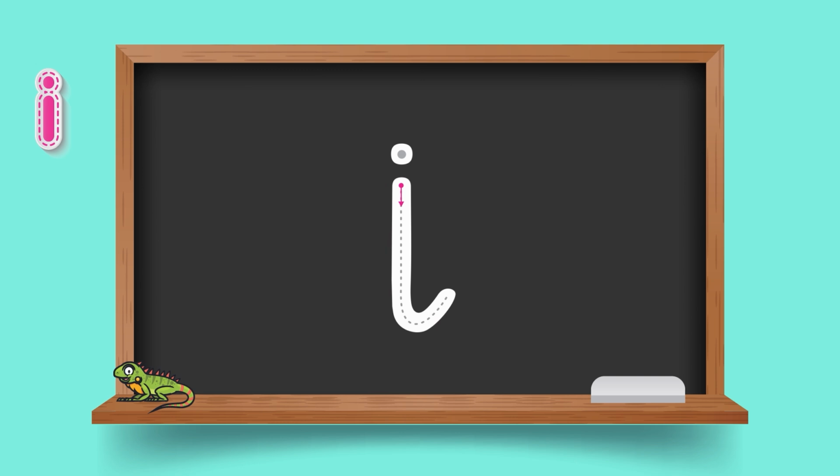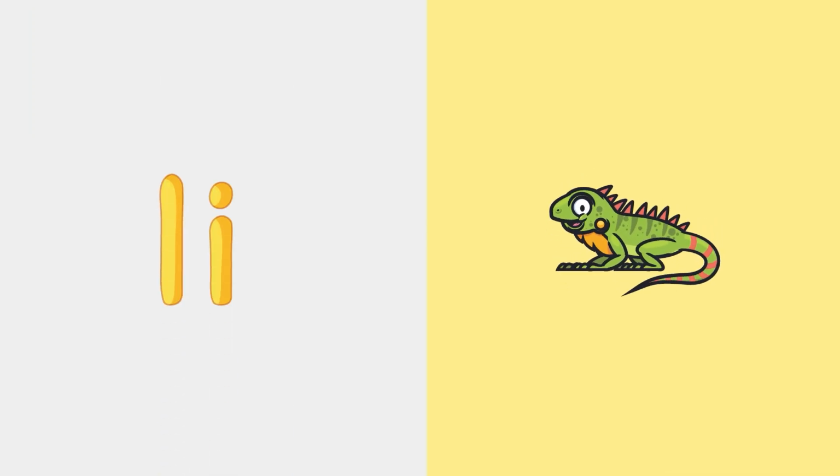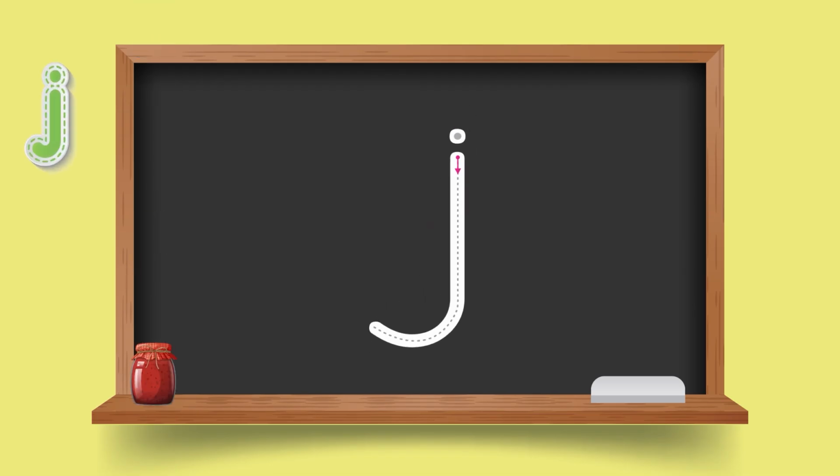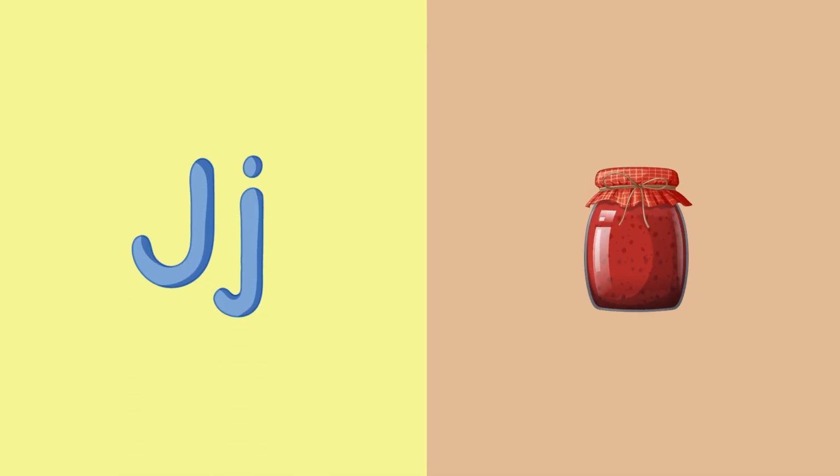Let's learn the letter I. Just a short line down with a dot on top. I is for iguana. Let's learn the letter J. Draw a straight line down, curve it a little at the bottom and add a dot on top. J is for jam.